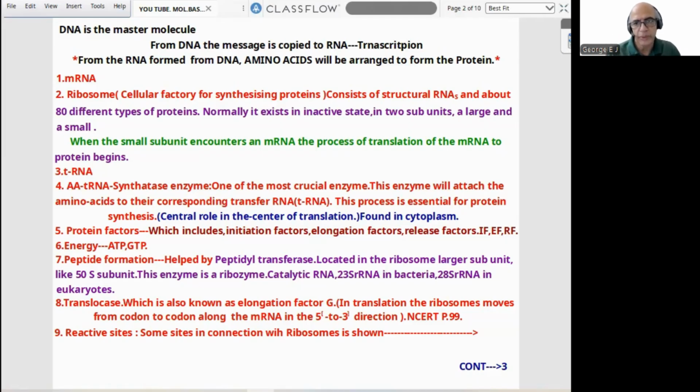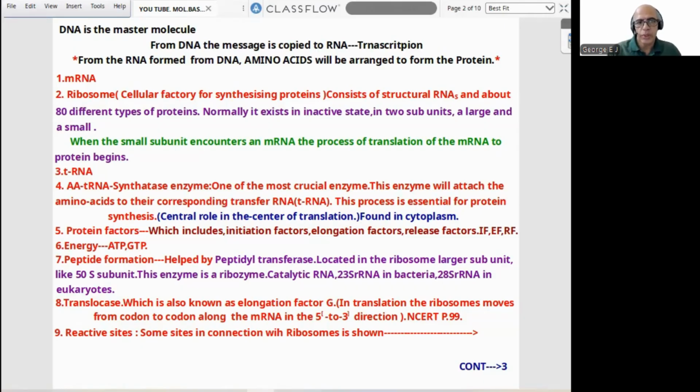One, mRNA. Without that, no message. Second, ribosome. We already know the cell is the basic unit of life, and the ribosome is the cellular factory for synthesizing proteins. It consists of structural RNAs and about 80 different types of proteins. Normally, it exists in an inactive state in 2 subunits, a large and a small. When the small subunit encounters an mRNA, the process of translation of the mRNA to protein begins. So it starts with the small subunit meeting the mRNA. Then the third one is transfer RNA. We will learn more as we proceed, bringing amino acids.